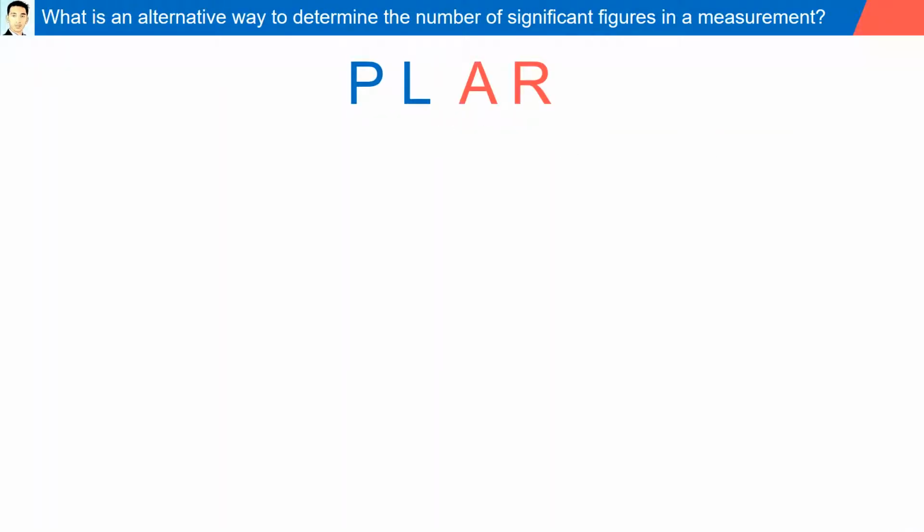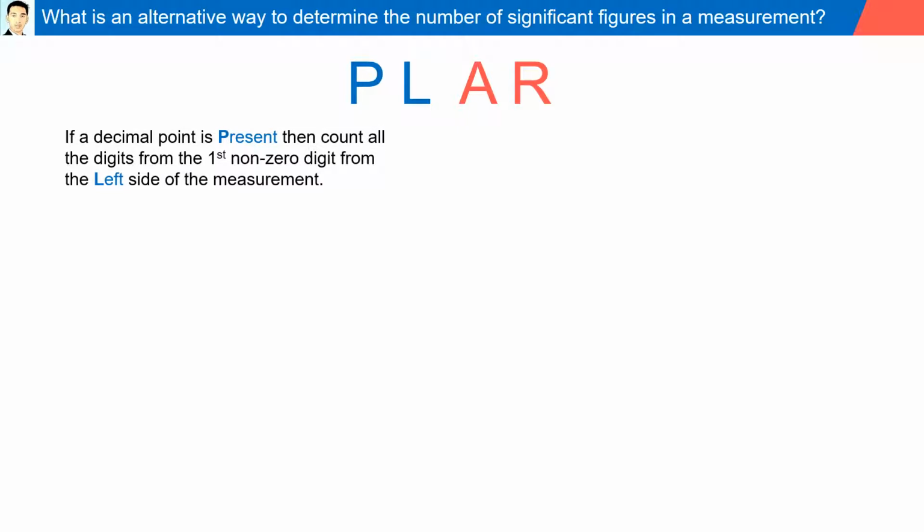What is an alternative way to determine the number of significant figures in a measurement? The PLAR method. If a decimal point is present, then count all the digits from the first non-zero digit from the left side of the measurement. For example, 0.0035 cm. A decimal point is present, so we will count from the first non-zero digit from the left. All the numbers from that digit to the right are significant. Here we have 2 significant figures.